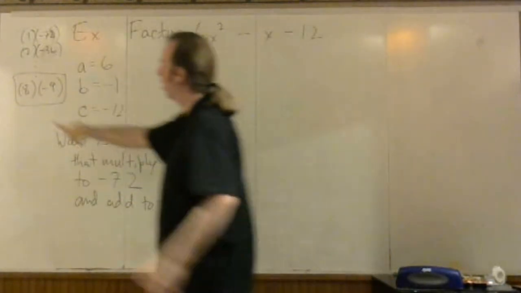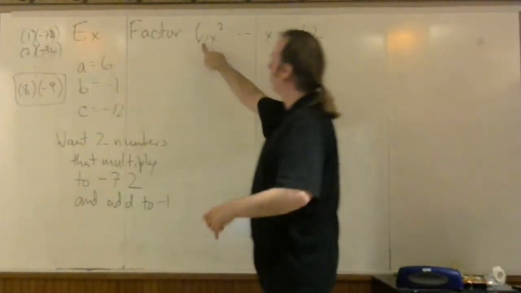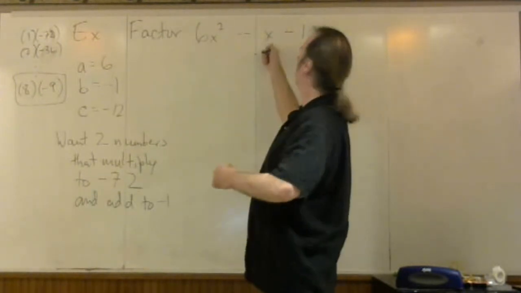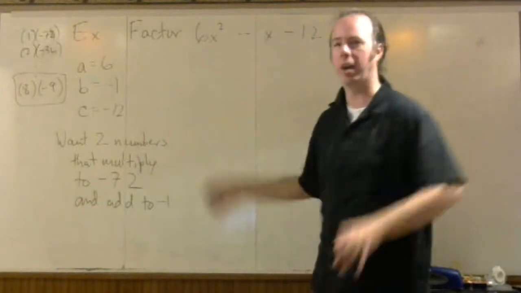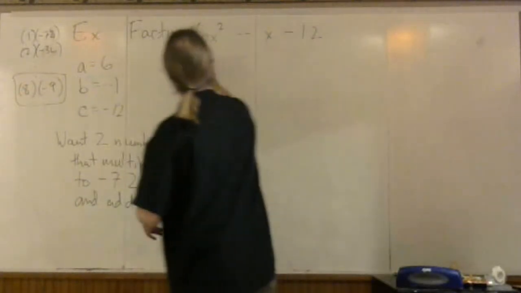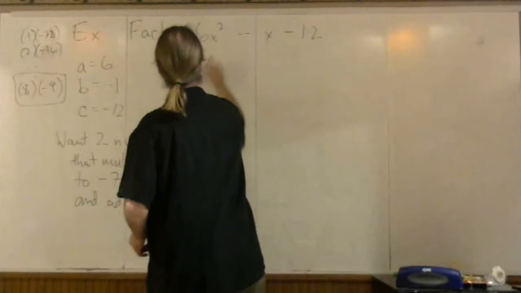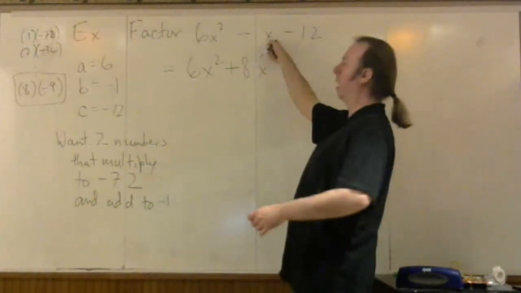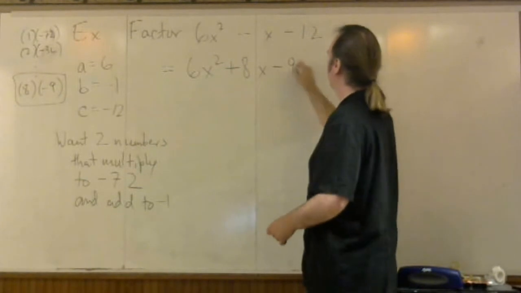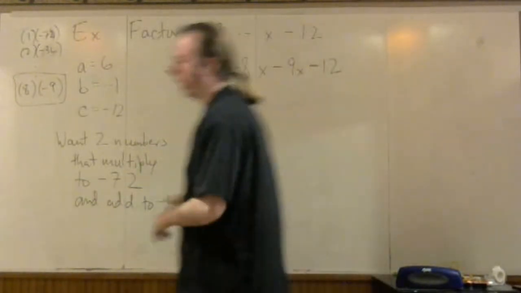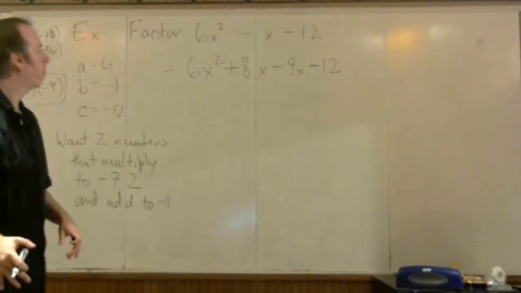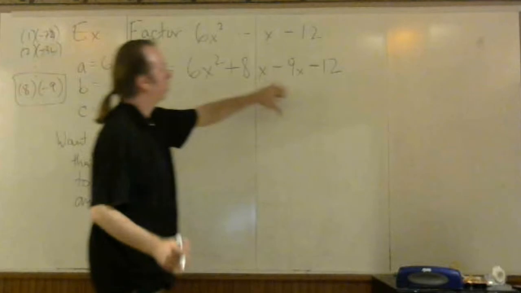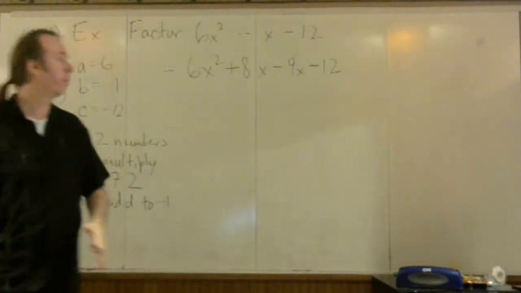I take that 8 and that minus 9. I do have a coefficient for the x squared, so I do want to break up this minus x into 8 and the minus 9. So this minus x becomes plus 8x minus 9x, and everything else stays the same. At this point, I've got 4 terms. I factor by grouping.